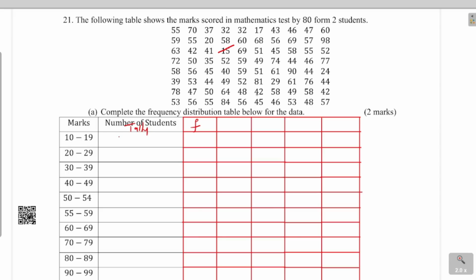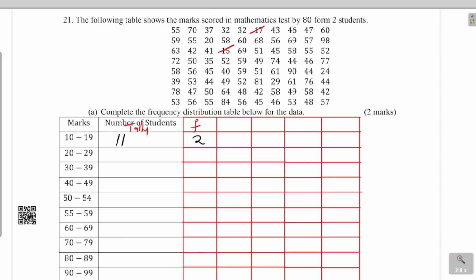10 to 19, let me check whether we have another one. I've identified 15. You need to be very keen when you are checking these numbers so that you don't leave any. Need to be very careful. Sometimes you may fail to see them. So when I look at the whole of these numbers, the marks between 10 and 19 are 2. The tally for that is just 2 strokes like that.